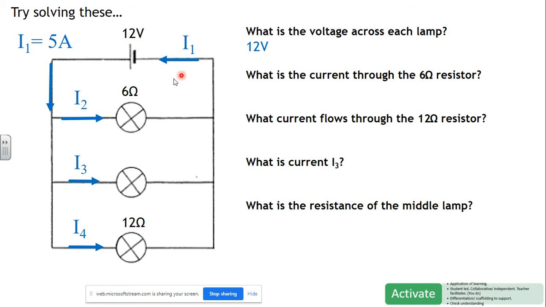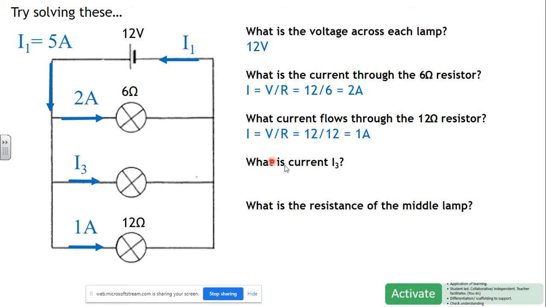What is the current through the 6 ohm resistor? You can do that. You know the resistance, you know the voltage. The current is voltage divided by resistance. Are we okay with that? What current flows through the 12 ohm resistor? We do the same thing again. We know the voltage, we know the resistance, and we get 1 amp.